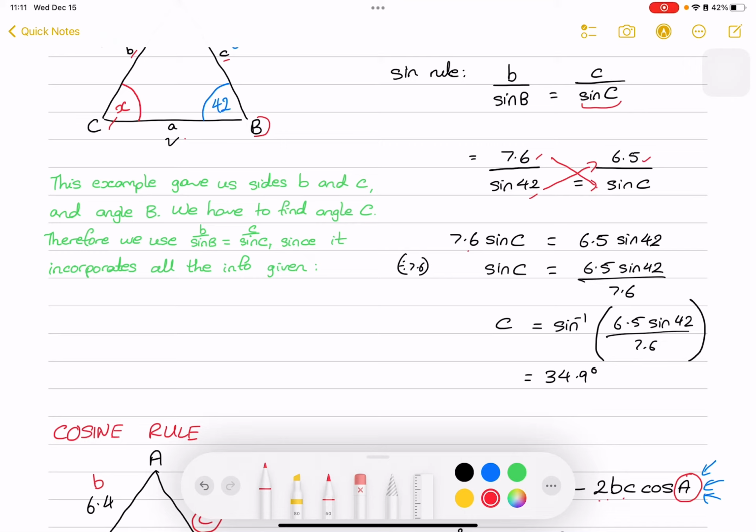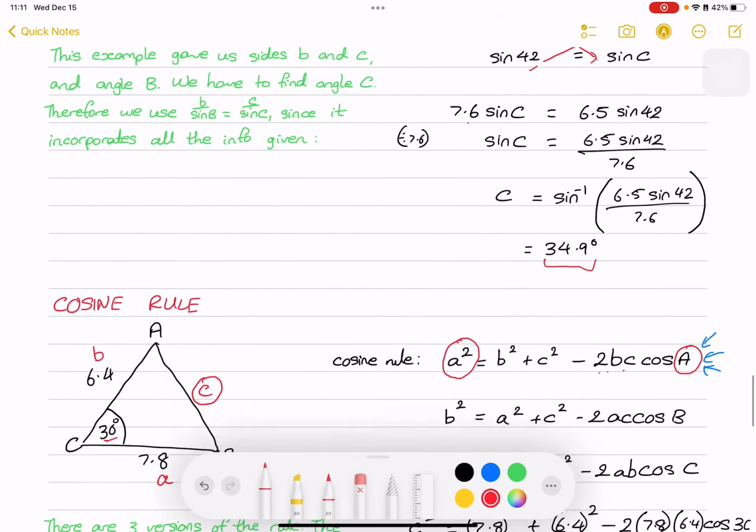And again, we are trying to find an angle, so therefore we use sine inverse. So we sine inverse this whole thing, and when we put it in our calculator, we get 34.9 degrees. And that is the angle at C. And all your sine rules will look exactly the same, just like this. Sometimes you may be required to find a side instead of an angle. It does not matter, you just make that the subject of the formula.